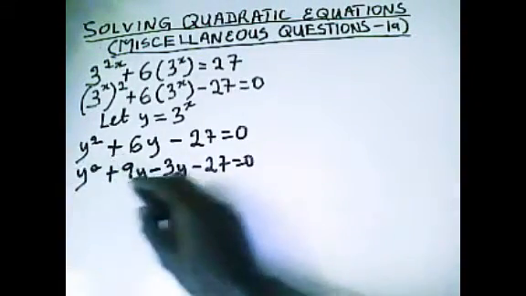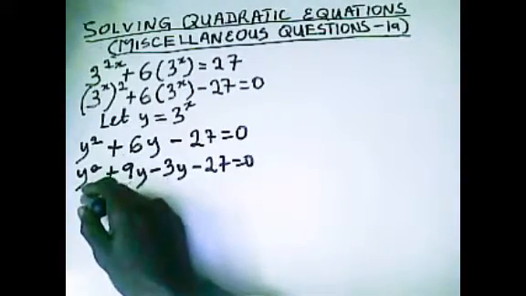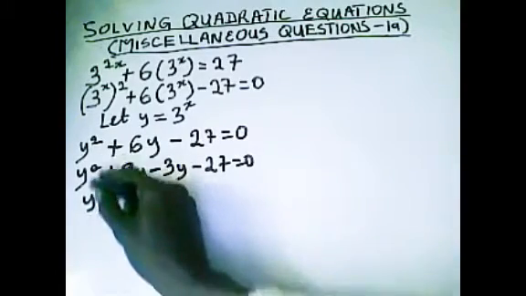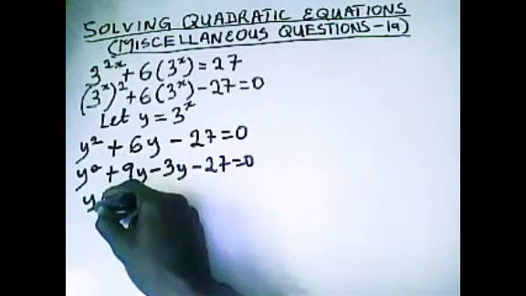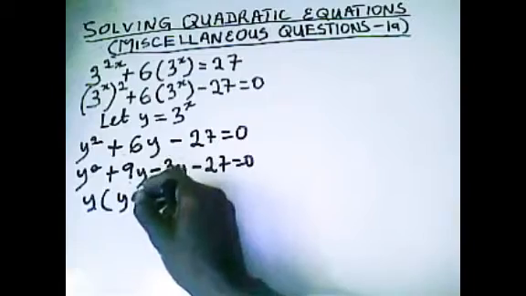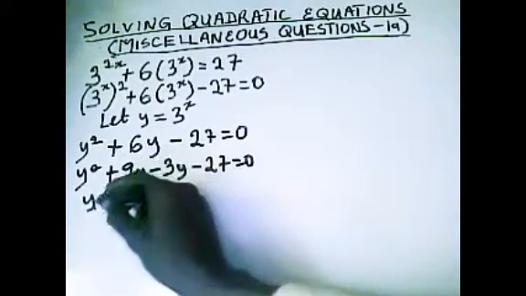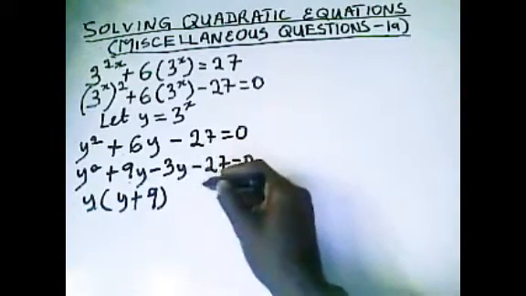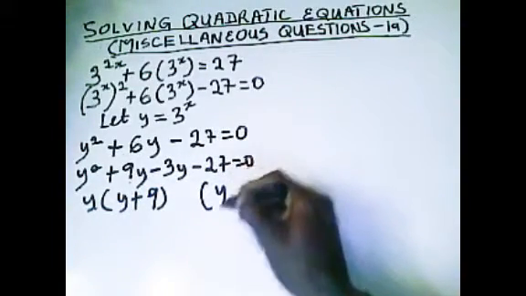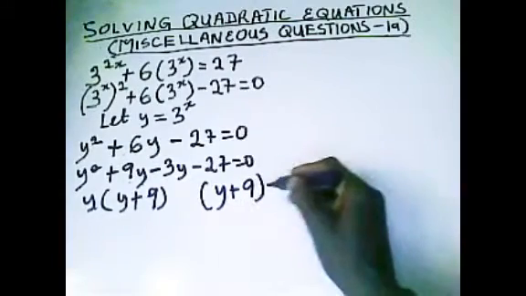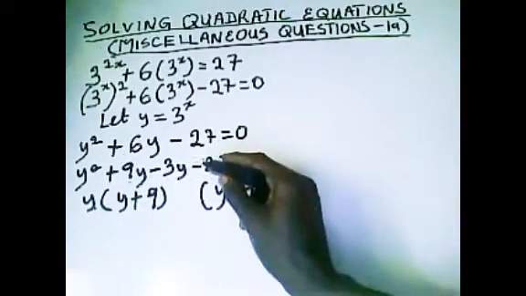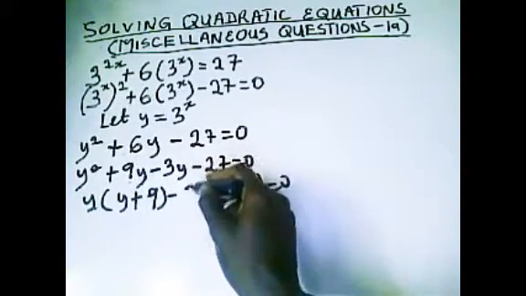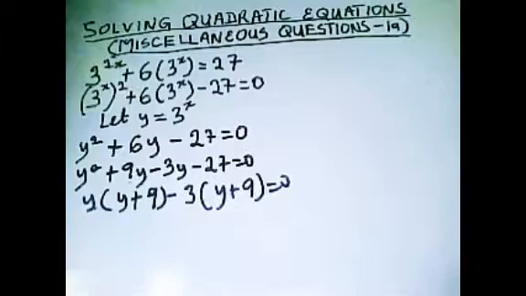Now, for the first two terms, you see that y is common, so we write it as y into bracket, then we divide y squared by y, we have y, then followed by plus, then divide 9y by y, we have 9. So we take what we have there and also transfer it into this second bracket, and then we simply divide. Plus minus is minus, then divide 27 by 9, that gives us 3. So there you have it.